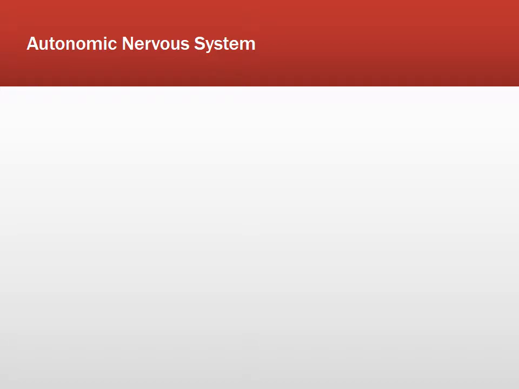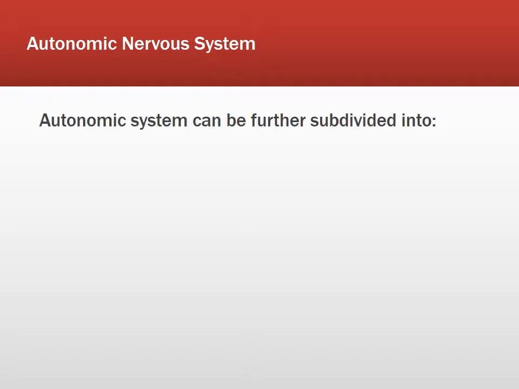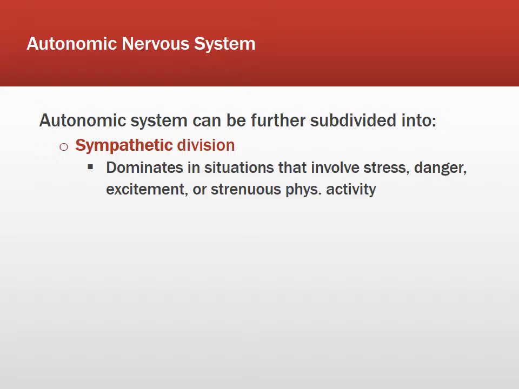So with our autonomic nervous system, remember those are the ones that we have no control over. It can be further subdivided into what we call the sympathetic division. The sympathetic division, if you remember from the beginning of the lesson, is something that dominates in situations that involve stress, danger, excitement, or strenuous physical activity. We tend to call this our fight or flight division. So this is anything where you are in great danger, or you could be very excited, and it's going to release those endorphins. And those endorphins, you again don't get to choose whether they get released or not.